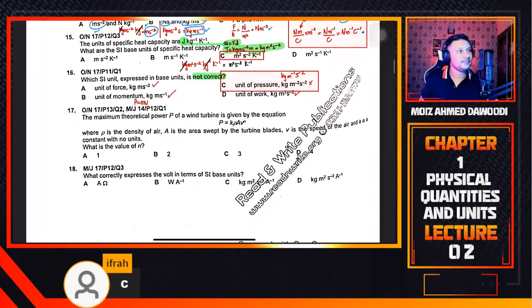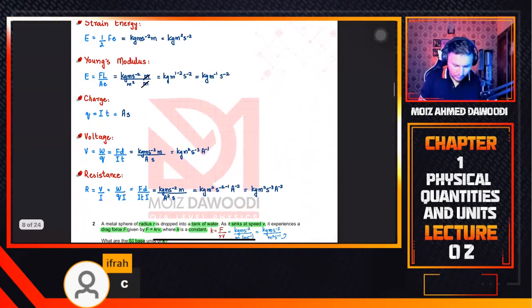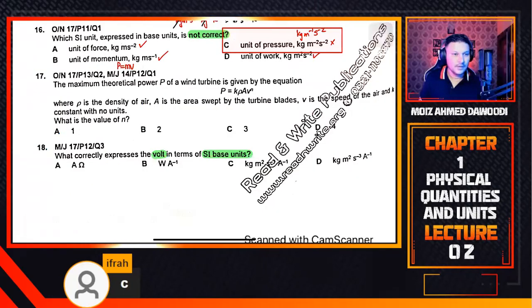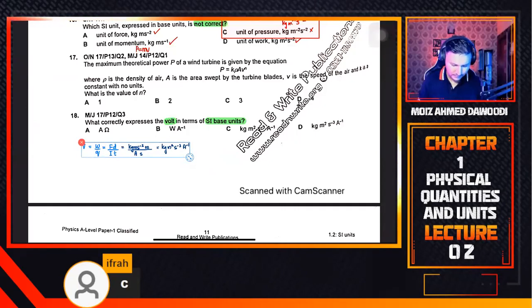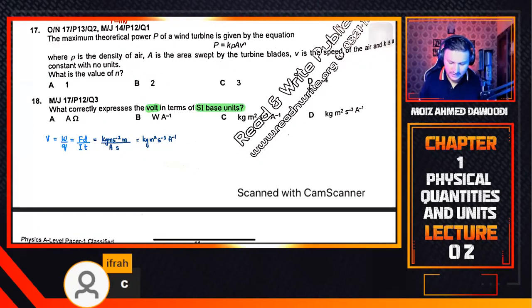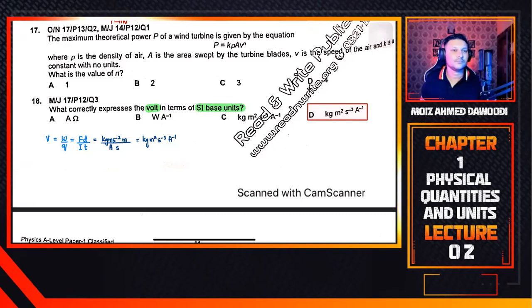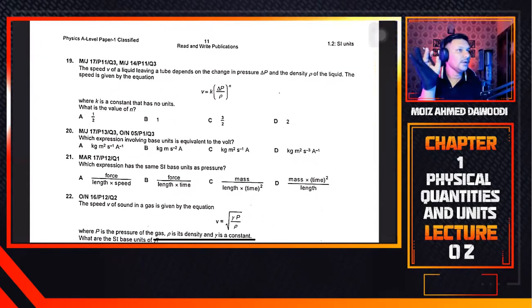What correctly express the volt in terms of SI base unit? वोल्ट ये हम ऑलरेडी कर चुके हैं, तो वोल्टेज के मैंने आपको बेस यूनिट निकाल के दिखाए थे. ऑन द बेसिस ऑफ दैट आई एम पेस्टिंग दिस. ठीक है, तो kg m² s-3 A-1, D. ओके, नाइनटीन को भी अभी रोकना होगा.